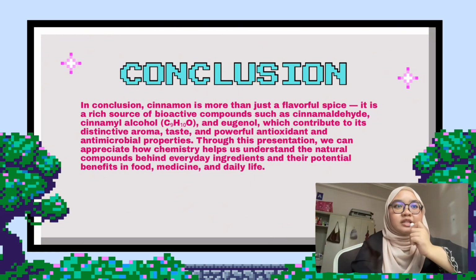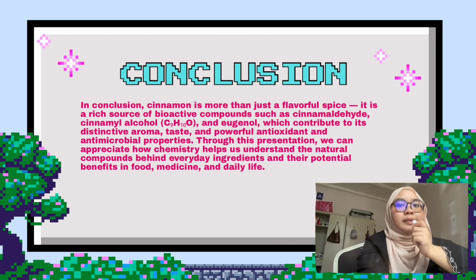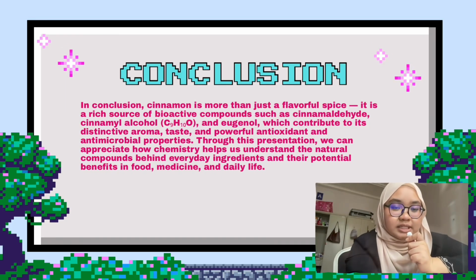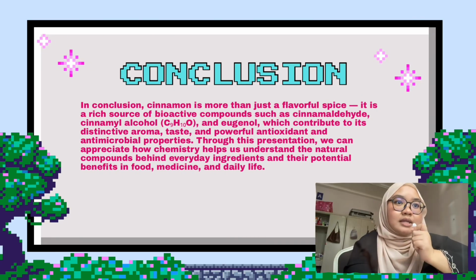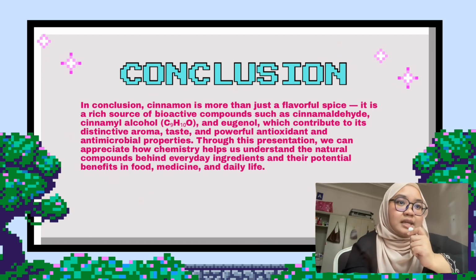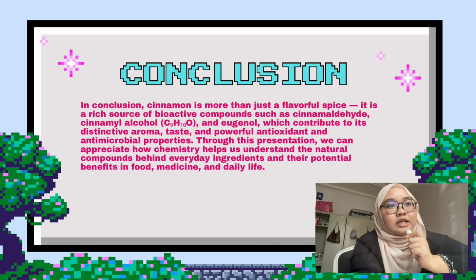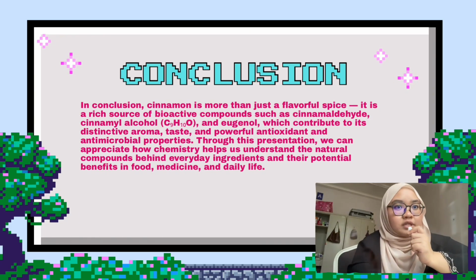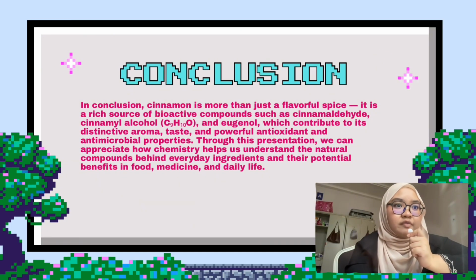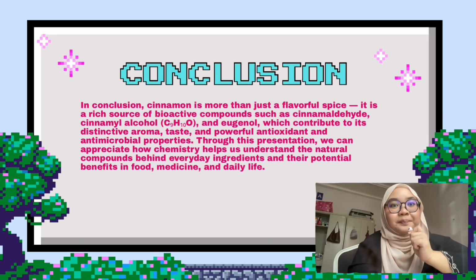In conclusion, cinnamon is more than just a flavorful spice. It is a rich source of bioactive compounds such as cinnamaldehyde, cinnamyl alcohol C9H10O, and eugenol, which contribute to its distinctive aroma, taste, and powerful antioxidant and antimicrobial properties. Through this presentation, we can appreciate how chemistry helps us to understand the natural compounds behind everyday ingredients and their potential benefits in food, medicine, and daily life.